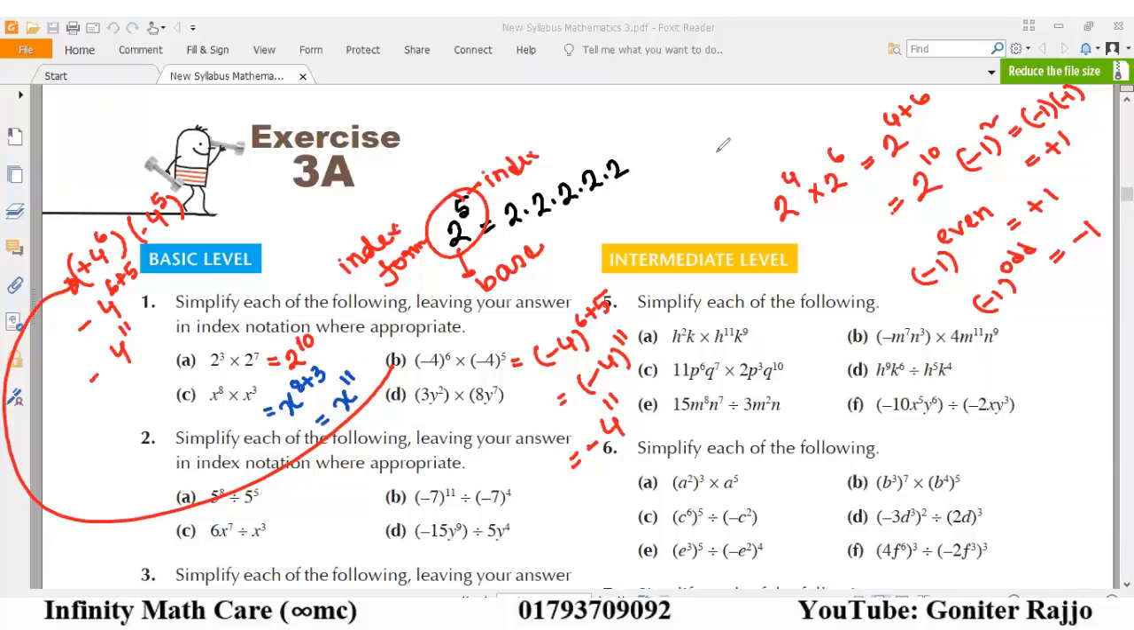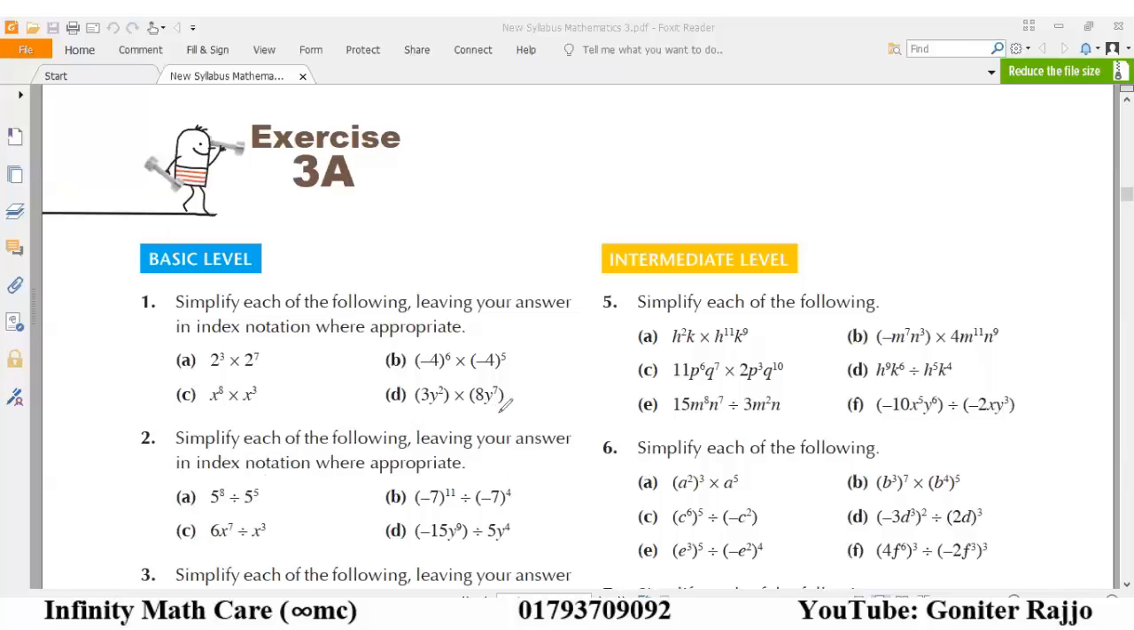Now, number D. Number D, 3y square multiplied by 8y to the power 7. So we can just multiply the coefficients and add the powers of y square and y to the power 7. That is 3 into 8, and y to the power 2 multiplied by y to the power 7 should be y to the power 2 plus 7. Okay, so 3 8s are 24. Y to the power 2 plus 7, that would be 9. So our answer should be 24 y to the power 9, and we have to leave our answer like that.